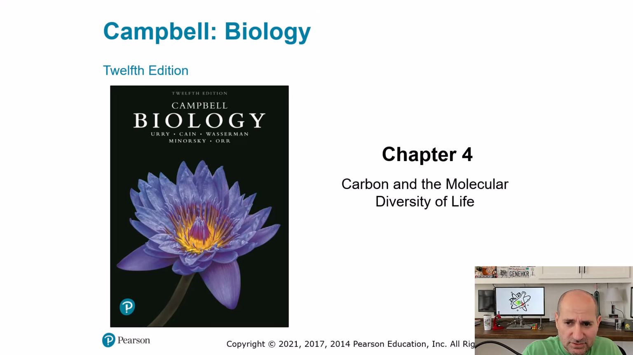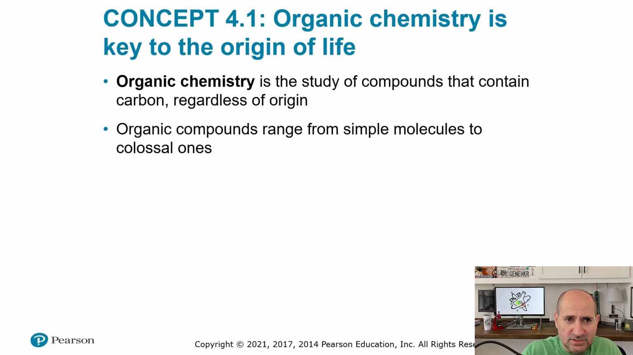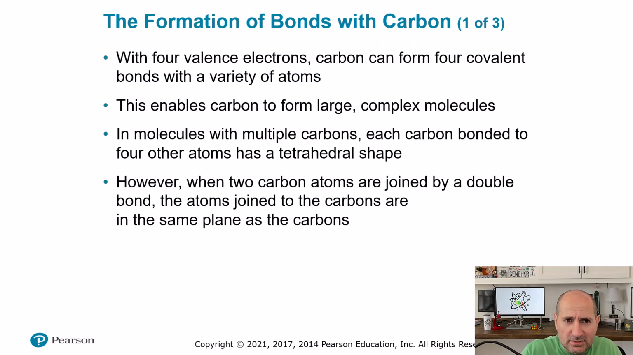Remember, this covered carbon. We talked about organic chemistry. You should know that organic chemicals have at least one carbon and one hydrogen. You should know that carbon has four valence electrons, which means it can form four covalent bonds with a variety of atoms. Remember that? So it can make four bonds. It always makes four bonds.